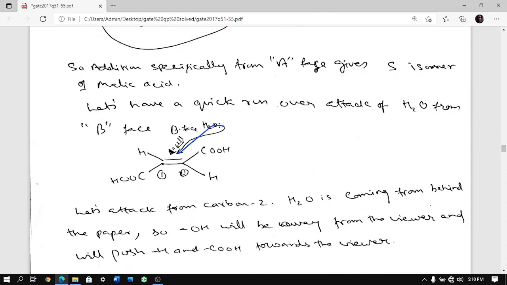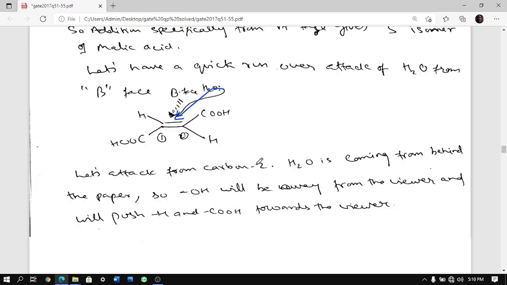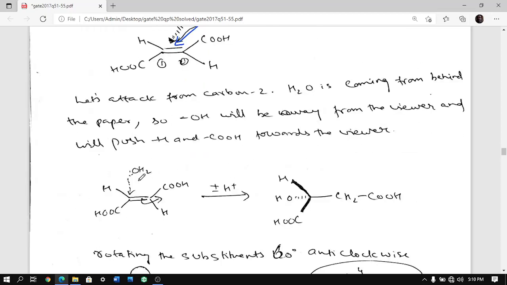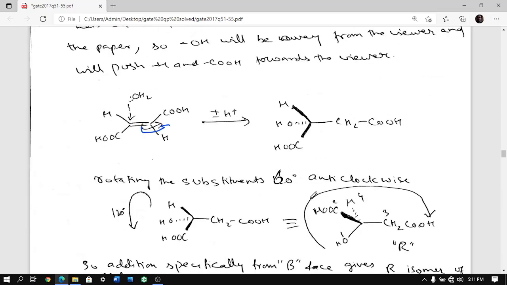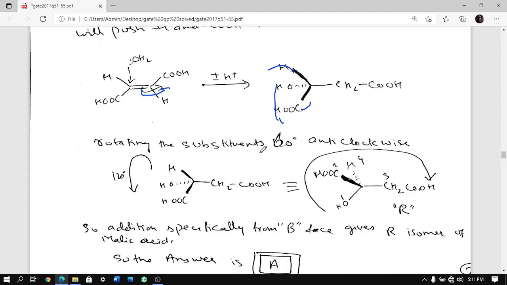Now same thing, we look from the B face. When it attacks from the B face, again I am attacking on carbon one because that's what I have taken as indicator. So when I am attacking here and this one comes here, what happens? H2 attacks from behind, pushes hydrogen and COH towards the viewer. Again I'll rotate here so that H goes behind, COH goes in the plane. Sorry, 120 degrees I am rotating so that it goes exactly behind.